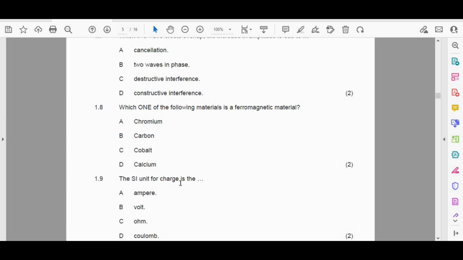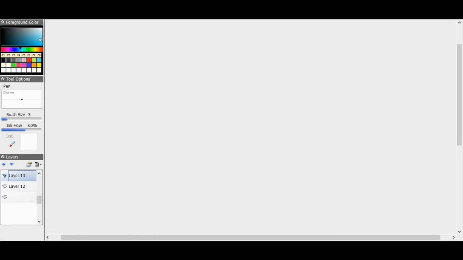So that's something you just have to study and remember. All right, 1.9, nice question here. The SI unit for charge is ampere, volt, ohm, or coulomb. Now, ampere, we know, is the full name for amps, which is current, so it can't be A. Volt is for voltage, it can't be B. Ohm is resistance, it can't be C. So we know it must be D, which is coulomb.